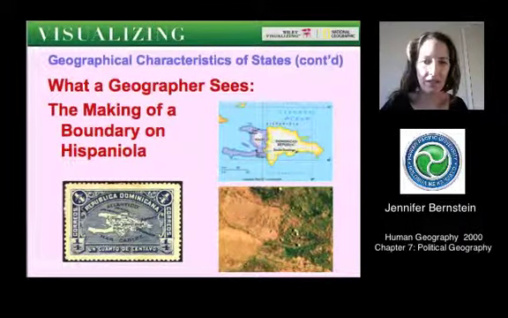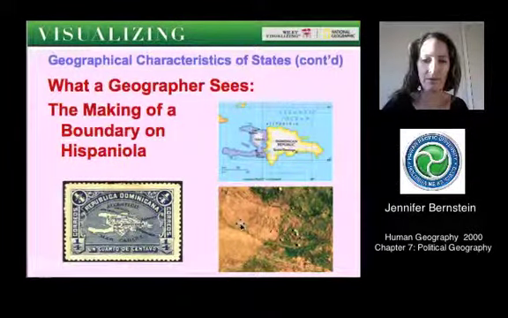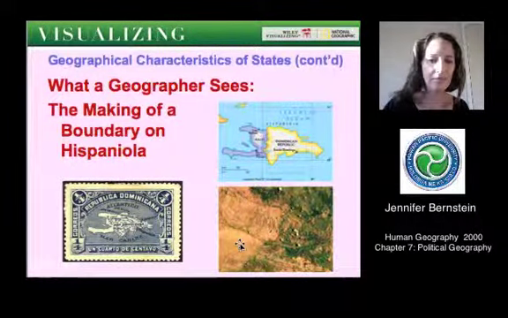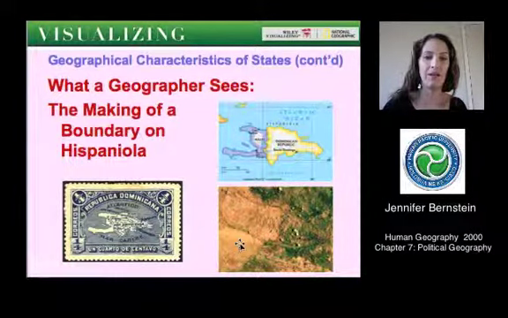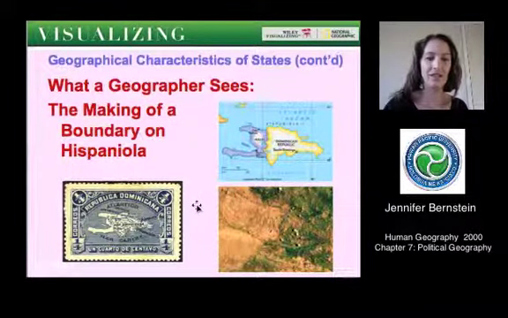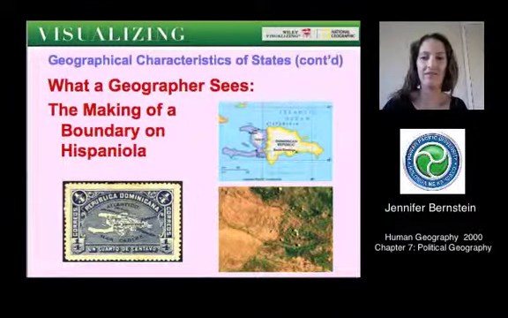If you look at this image, you can actually see the ethnographic boundary on the map. On this side, there's much lower vegetation in Haiti, due to a higher population density and more political upheaval. So you can see that something as simple as the release of a stamp showing a different boundary can really create a lot of political conflict.